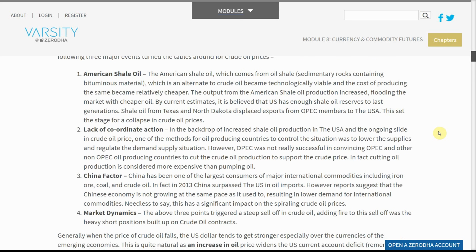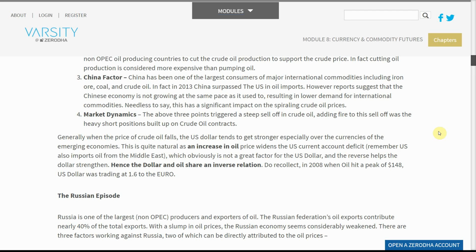China factor. China has been one of the largest consumers of major international commodities, including iron ore, coal, and crude oil. In fact, in 2013, China surpassed the U.S. in oil imports. However, reports suggest that the Chinese economy is not growing at the same pace as it used to, resulting in lower demand for international commodities. Needless to say, this has a significant impact on the spiraling crude oil prices.